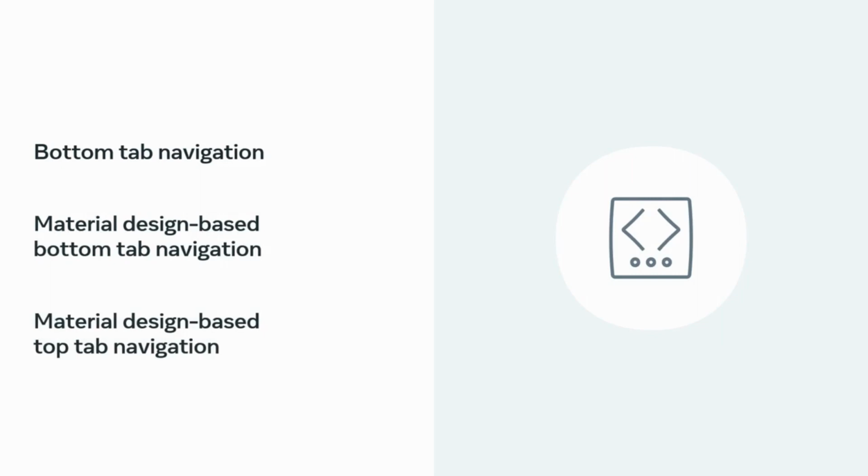Bottom tab navigation allows you to switch between navigation routes bound to each tab, while the material design-based options expand upon this with more refined animation possibilities. You can pick up a navigator that fits your use case and design the needs accordingly. In this video, you will focus on learning bottom tab navigation with an example.